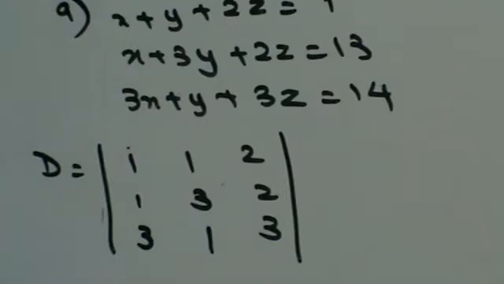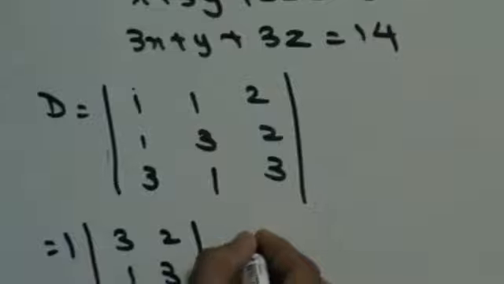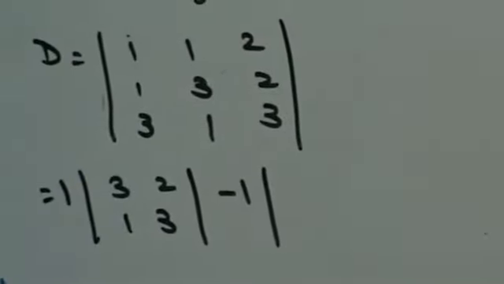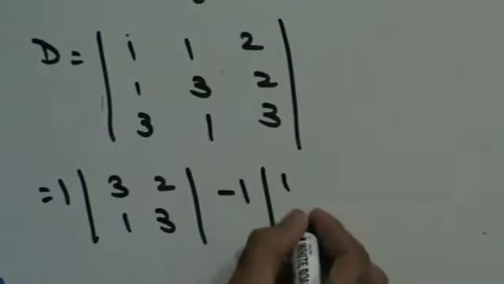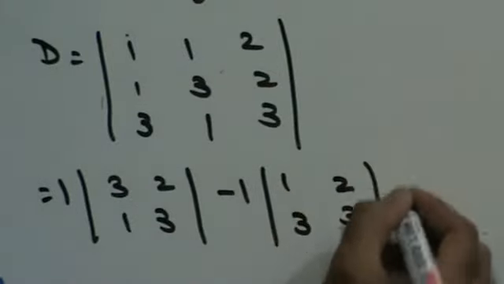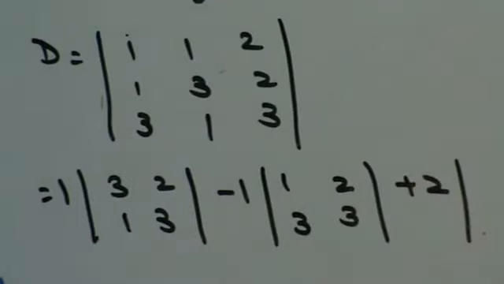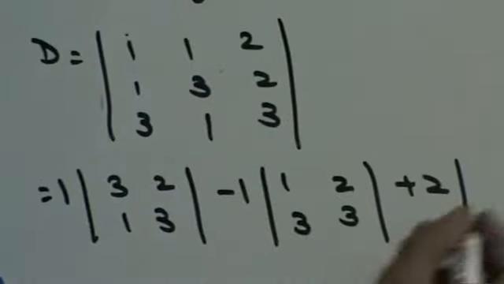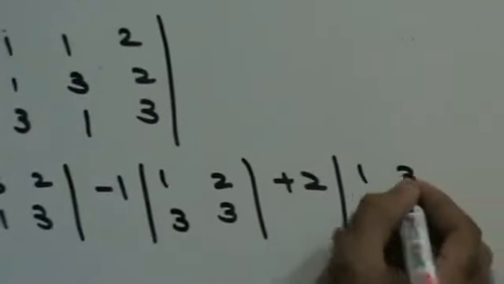Take the first element of the first row. 1 is the first element of the first row. If I take 1, that means I cannot take the first row and the first column. So that leaves me with 3, 2, 1, 3. Minus, take the second element of the first row. That means I cannot take the first row and the second column. So this is going to be 1, 3, 2, 3. Plus, take the third element of the first row. That means I cannot take the first row and the third column. So this is 1, 3, 3, 1.